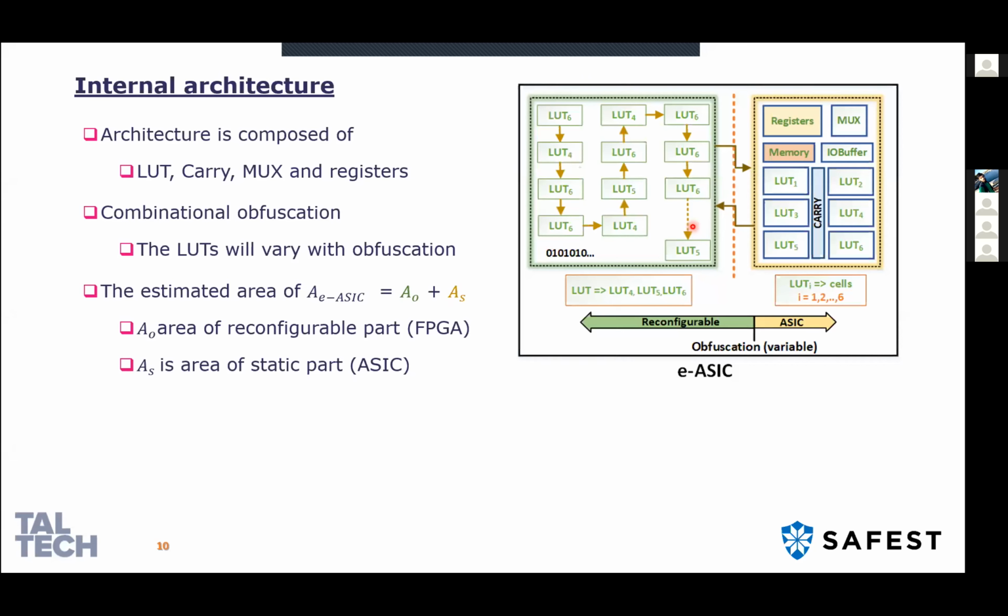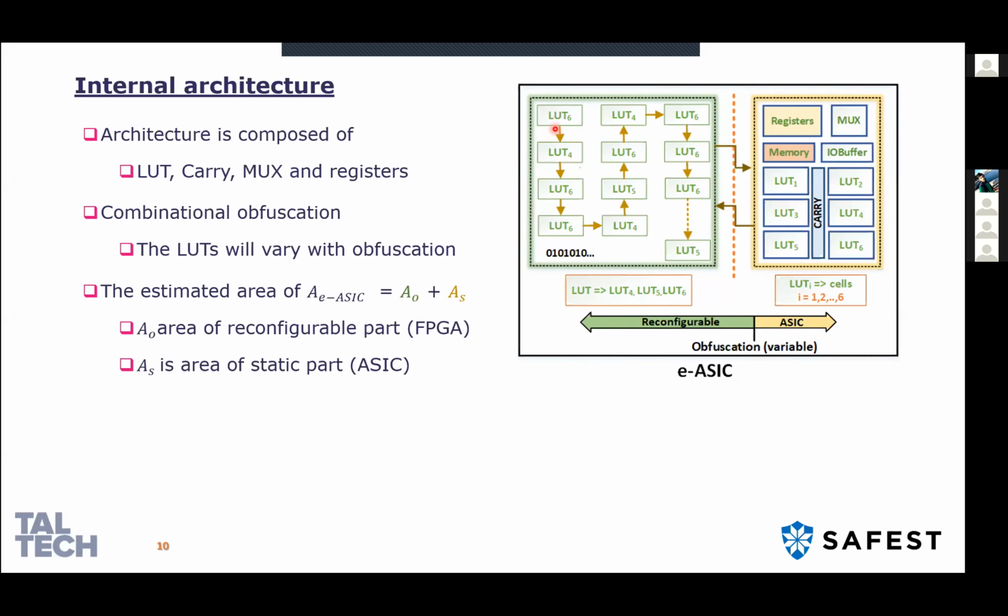Concerning the generic overview of the internal architecture of the embedded ASIC, it is composed of LUTs, carry, mux, and registers. Because we are performing combinational obfuscation, in this figure the green part is the reconfigurable part, and the yellow part is the ASIC part.